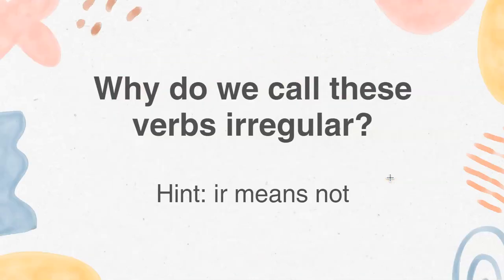Why do we call these verbs irregular? Remember what we talked about earlier. Ir means not. Pause the video and think about it. We call these verbs irregular because they are not regular. They don't just have the ed to show they're in the past.